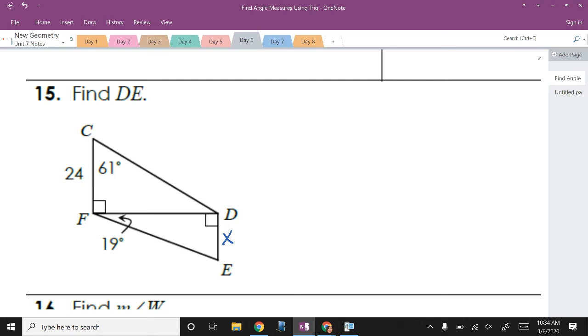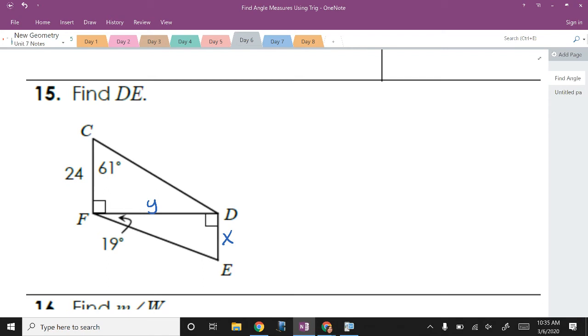So let's do that. I'm going to call this one Y then. Give it another variable. Let's do that. Because I already have this length, CF right here is 24, isn't it? CF is 24. So that gives me enough information to use the top triangle to find Y. And then after I get Y, then I can use that with my bottom triangle to get X. Y'all see that?